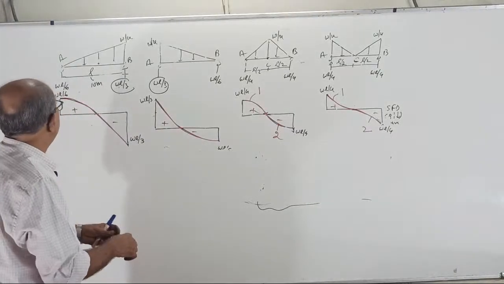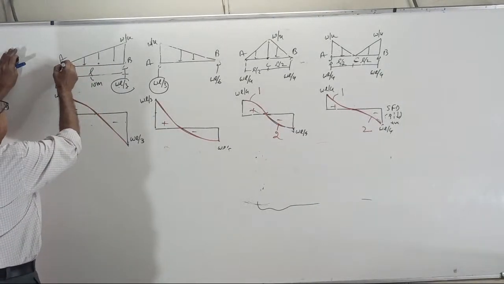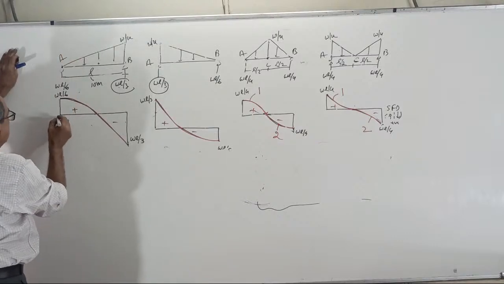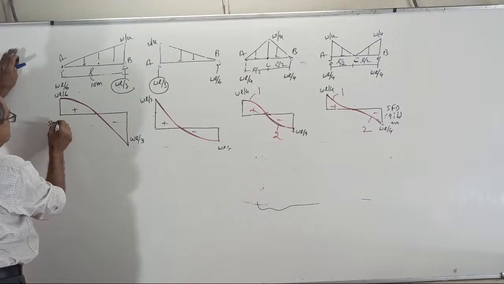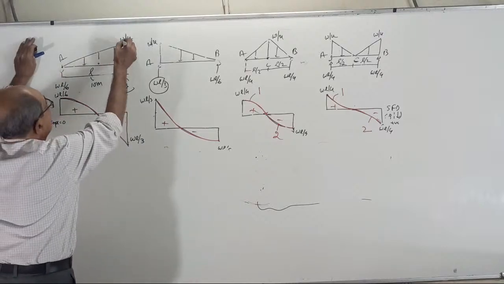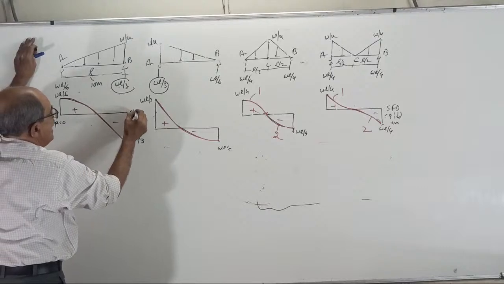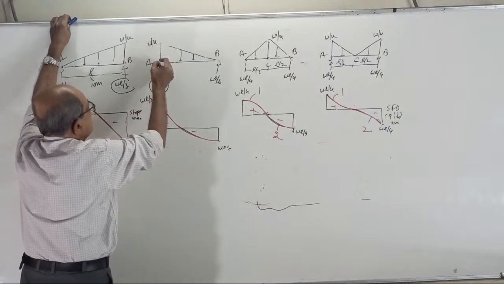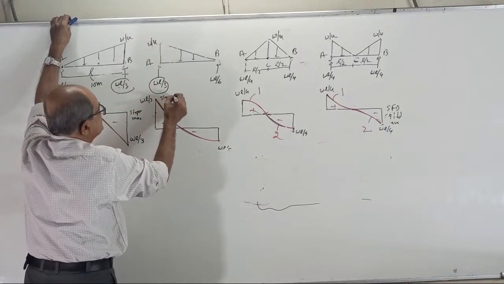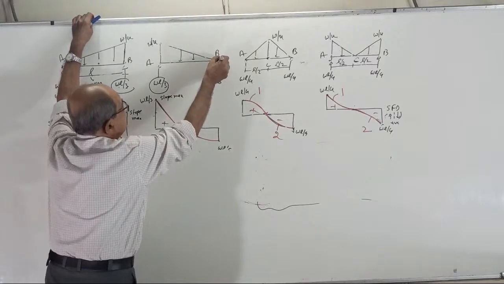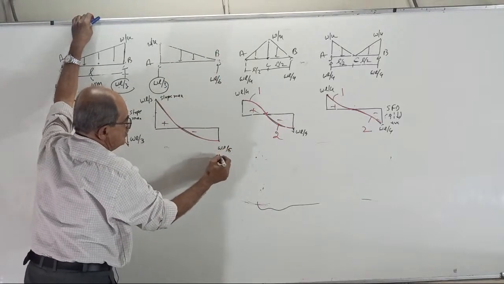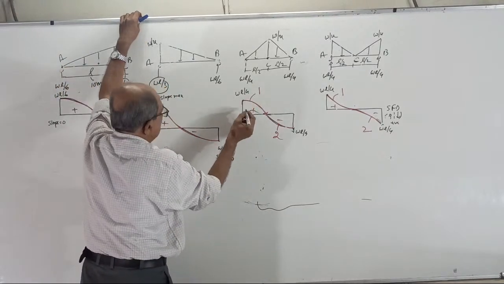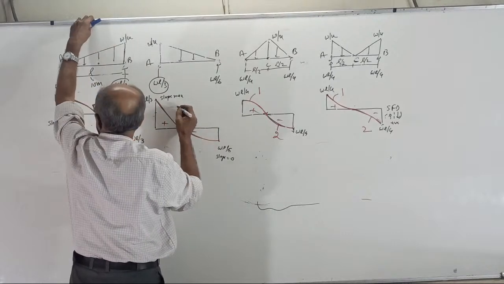Now draw the shearing force diagram. See, what to do is, see here. Intensity 0, so for the shearing force diagram, slope should be 0. Intensity maximum, slope should be maximum. Here intensity is maximum, so slope should be maximum. Intensity 0, slope should be 0. Intensity maximum, sufficient.